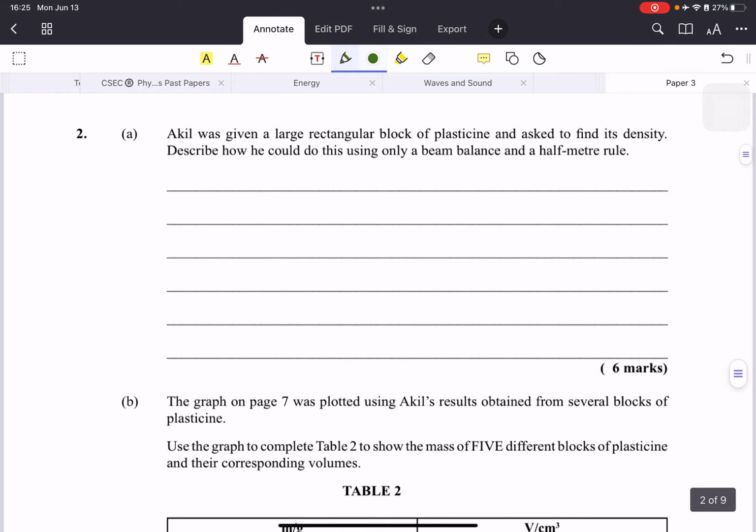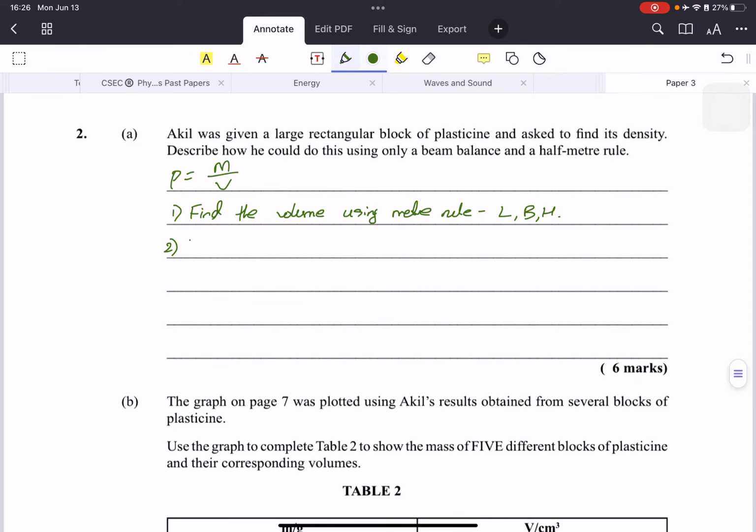So here, Akil was given a large rectangular block of plasticine and he is asked to find the density. So he has a triple beam balance and a meter rule or half meter rule, right? So we know that density, or rho, is equal to the mass per unit volume, which is mass over volume. So therefore, the first thing that he needs to do is to find the volume of the block of plasticine using the meter rule. Right, so he simply needs to measure the length, the breadth, and the height, and find the volume.